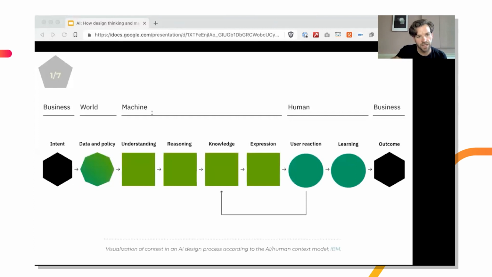So this is their model from their AI Essentials framework. And they start with business, world, machine, human, business, because they're international business machines. Start with an intent, then look at data and policy, and then the 4 qualities of AI: understanding, reasoning, knowledge, expression, and then human obviously respond. They have a user reaction, they learn, and then there's an outcome, which could be used by businesses. And this framework helps organizations to develop future scenarios and address hard questions before even building AI-powered applications. And this is what IBM uses as their essential framework.